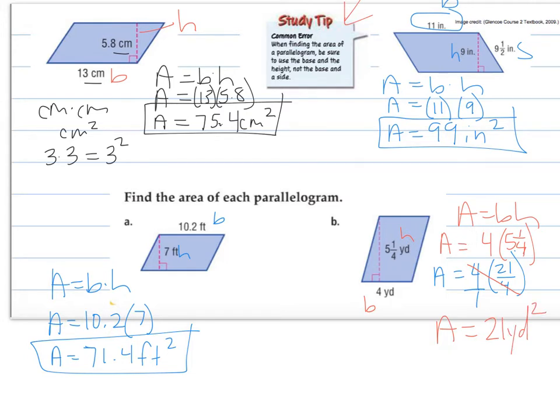If you want to check on a calculator, that's fine. You would just do 4 times 5, which is 20, and 1/4 of 4 would be 1. So 20 plus 1, 21.